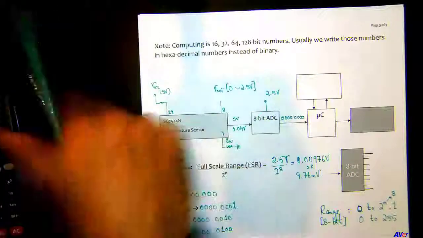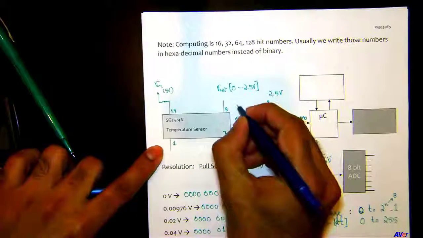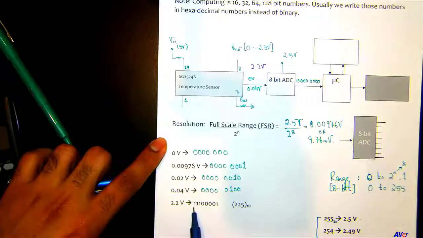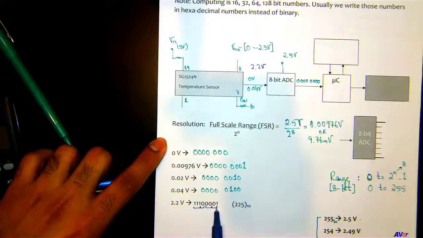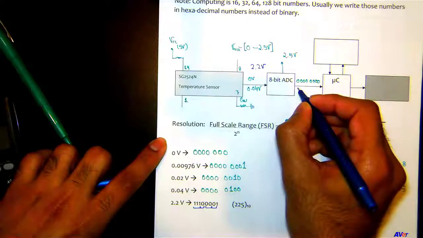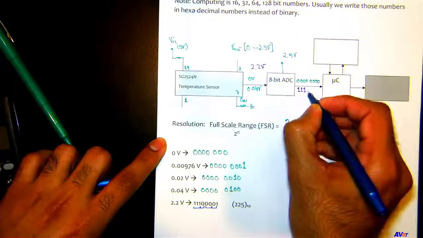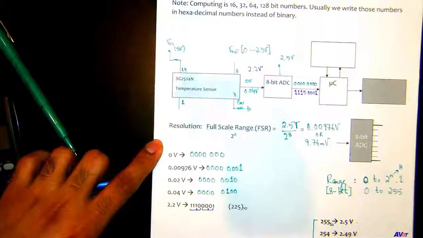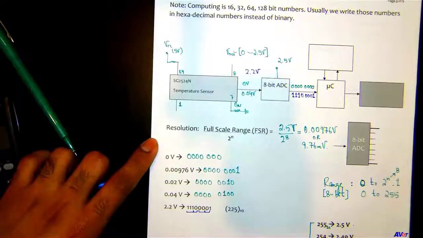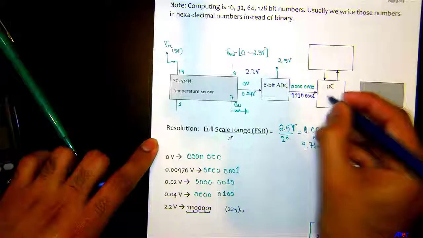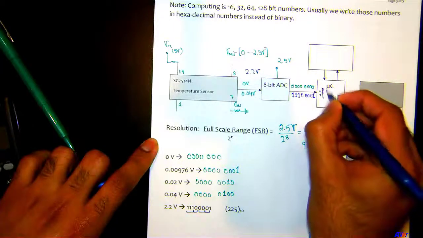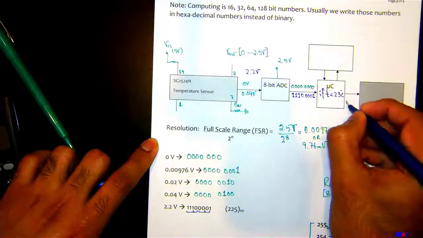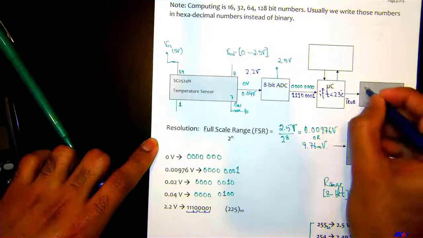So if it's generating a voltage of, say, 2.2 volt, which goes into the 8-bit ADC, it's going to generate a code of 1110 and then 0001. That is what comes out of the ADC. That goes into your microcontroller, and there's a way for us to do the coding and say if temperature is less than 23 degrees centigrade, if this is true, then turn the heat on.